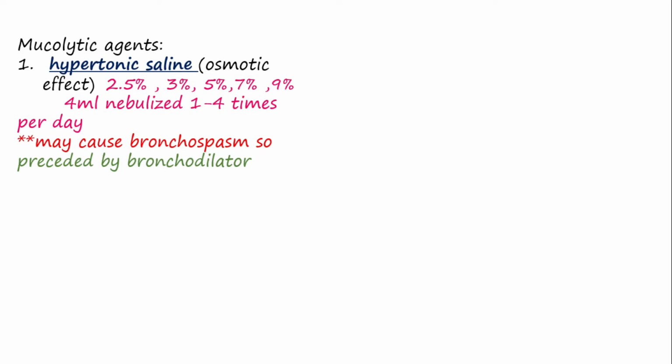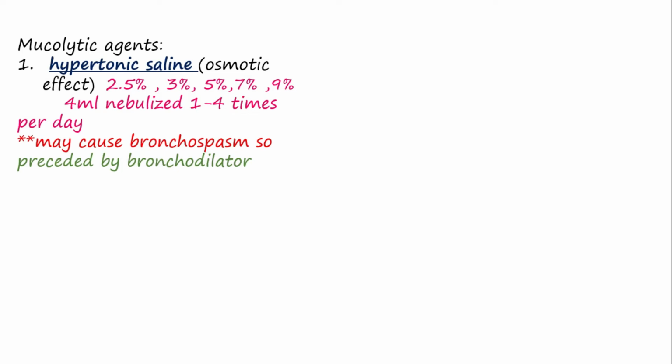So in maintenance use, the patient can use hypertonic saline 1 to 2 times per day, and in the exacerbation, we will increase the number of uses to 3 to 4 times per day. And more is better for sure. But you should note the main side effect of hypertonic saline, which is that it may cause bronchospasm. So it's better to precede it with a bronchodilator.